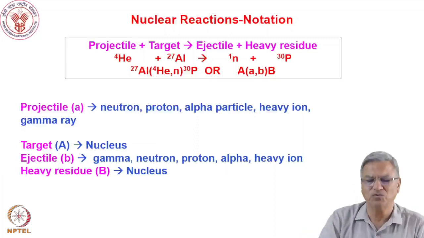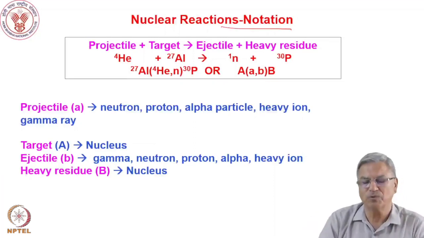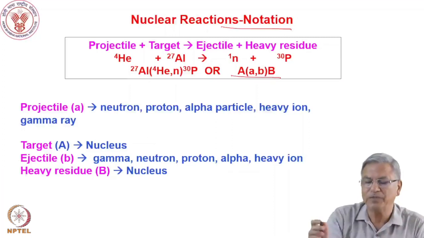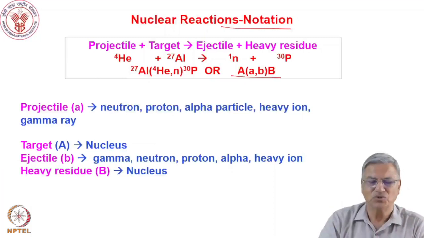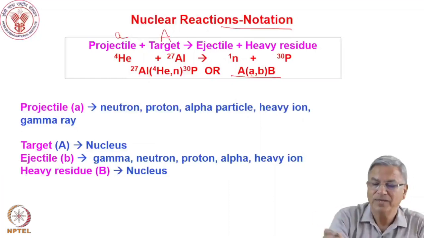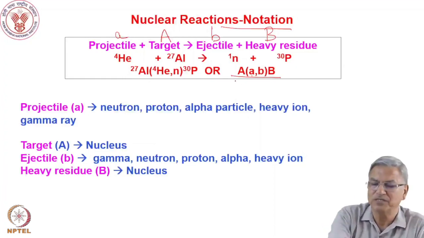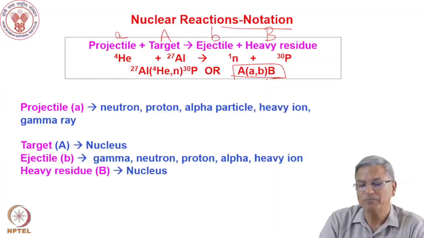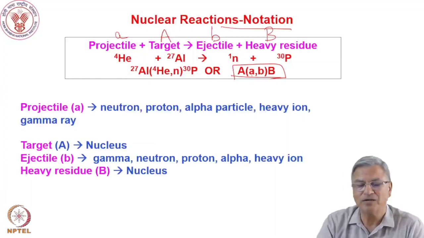For any nuclear reaction, we follow a certain nomenclature or notation. Suppose we want to write a nuclear reaction. We can write simply: capital A is the target, small a is the projectile, and small b and capital B are products. Small a is the projectile, capital A is the target, the ejectile means the smaller particle product, and the heavy residue is the heavier of the two products that are formed. So this whole thing can be written as A(a,b)B. That means capital A and capital B are the heavier nuclei, and small a and small b are the smaller nuclei, projectile or ejectile.